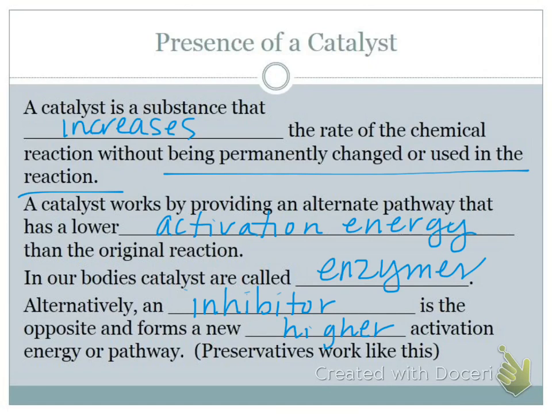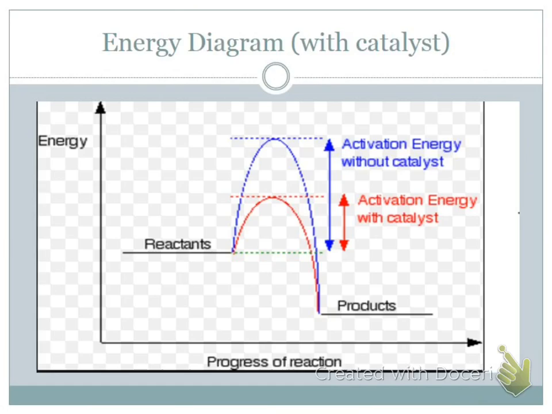And preservatives work like that. We don't want food to spoil as quickly, so we put preservatives in them so it slows down that process. A lot of medications for illnesses sometimes are inhibitors to keep that process from happening as quickly in your body. Okay, so you have this graph, and we're going to add in the inhibitor as well. We have our reactants and our products.